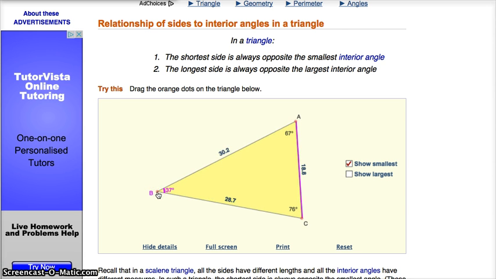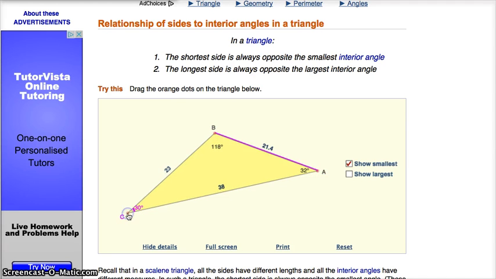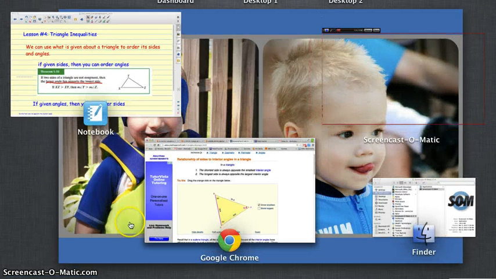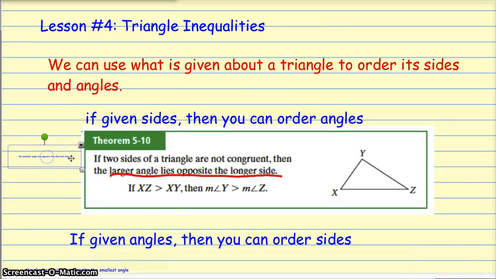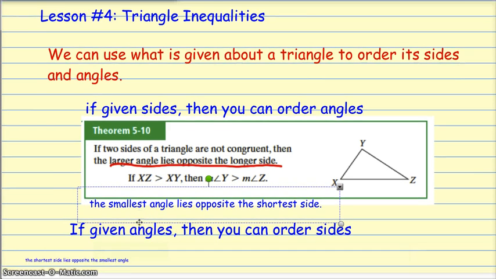So in this particular case, and we can change the diagram around too. Let's do that. The angles are 53, 58, and 68. So this is definitely the smallest angle. And look across. Its side length is the smallest out of 18, 19, and 21. So the theorem is simply stating that you can order the lengths and the angles depending on the information you're given. So something else that might be worthy to jot down is that the smallest angle lies opposite the shortest side, which I already mentioned, showing that animation.